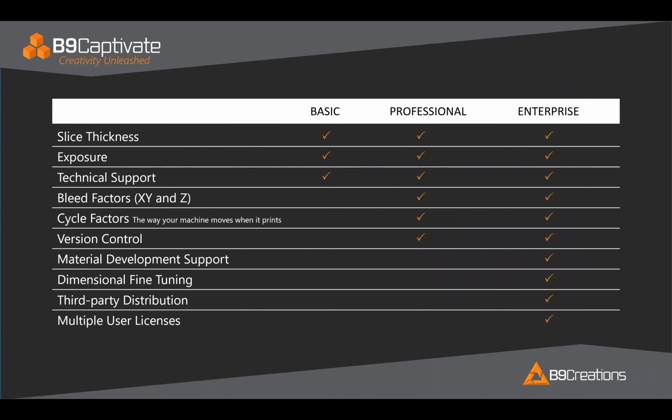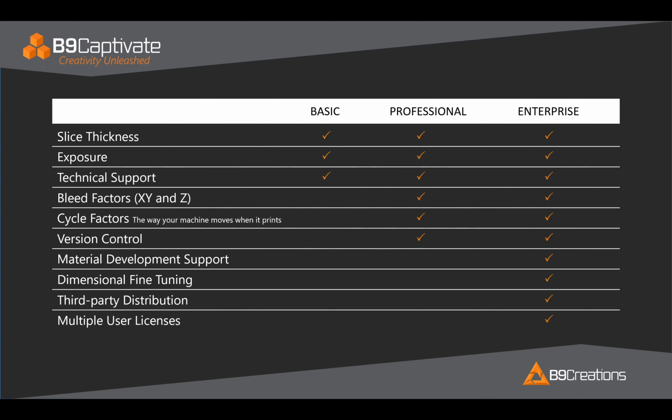The second option there, the professional column, that's actually our first paid offer. So what we do there is that is the complete separate B9Captivate software. We have all of the features from Basic plus a few more in order to give you real fine control over some of those things that I've mentioned earlier.